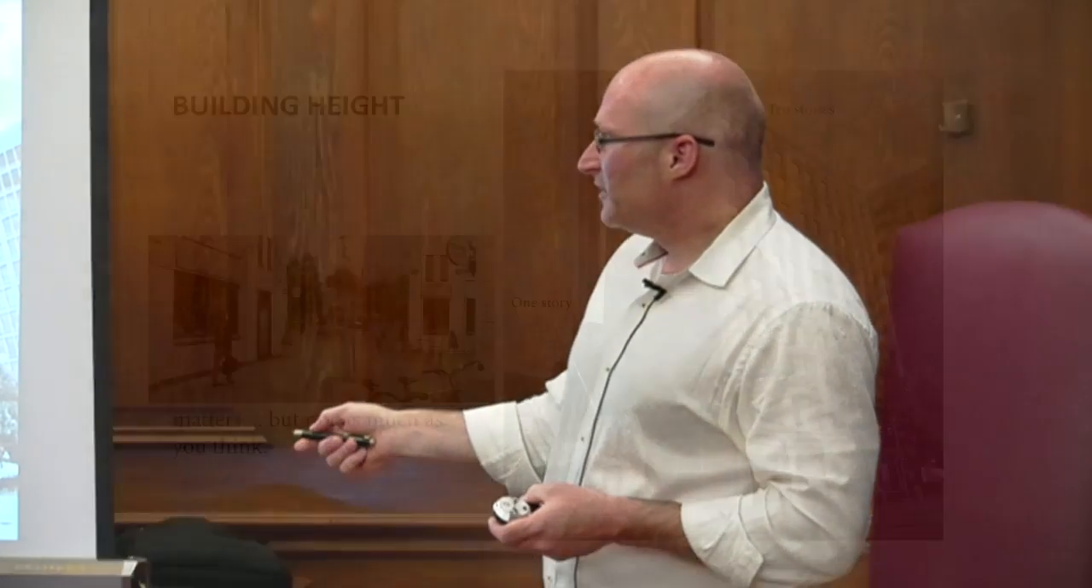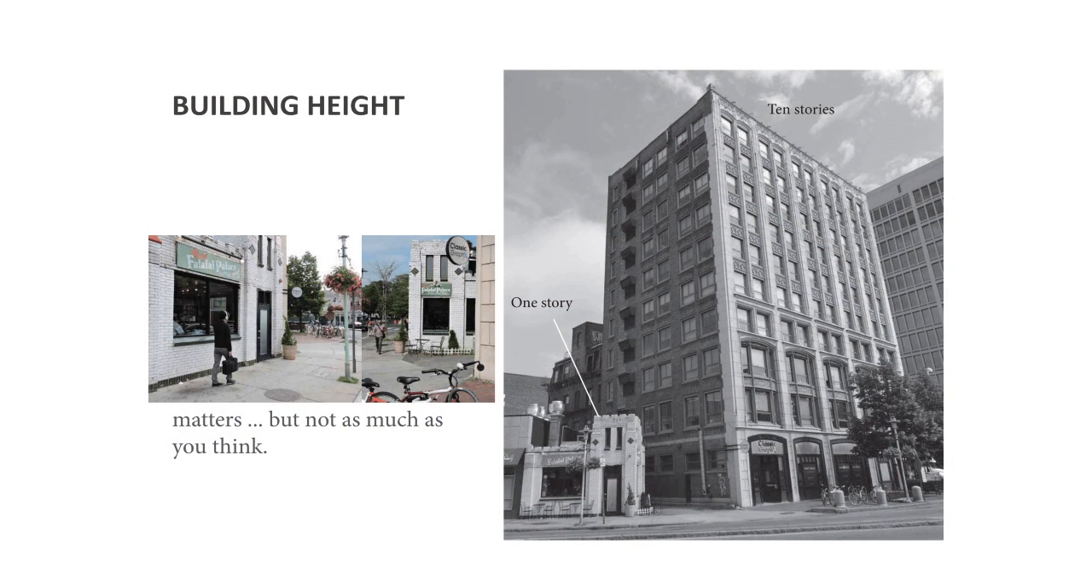Here's another counterintuitive thing. As much as height is important, honestly, it doesn't make as much difference as you think it does. Why? Because you perceive things from the ground. And actually, this is our office right there in Central Square. That's a one-story building next to a 10-story building. You would never want to do that, but I tell you, from the street, this is perfectly fine. It has to do with the use. It has to do with its relationship to the street. That's really what's most important.